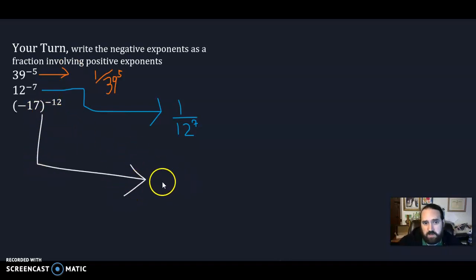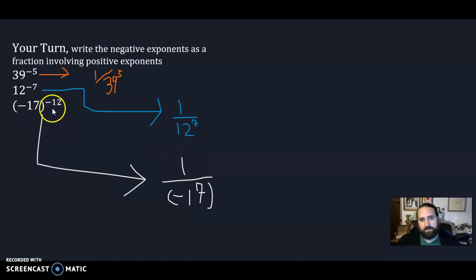Negative 17 in parentheses is my base. I'm going to leave it alone, put it in my denominator. I'm going to put a 1 in my numerator. Oop, that's a bigger one than I like. And then I have that exponent of negative 12. Well, I changed it to division, so I'm just going to bring along my 12, and it's now positive, it's happy, it's good with life.